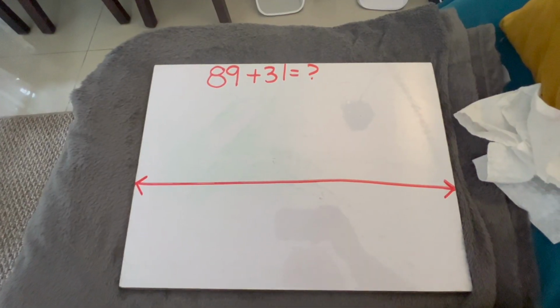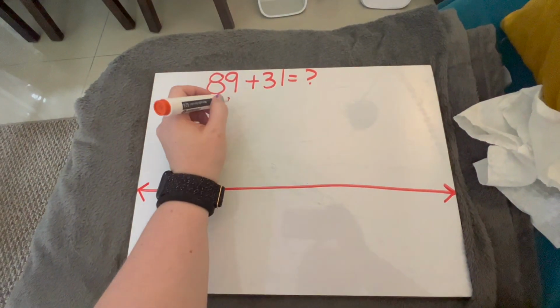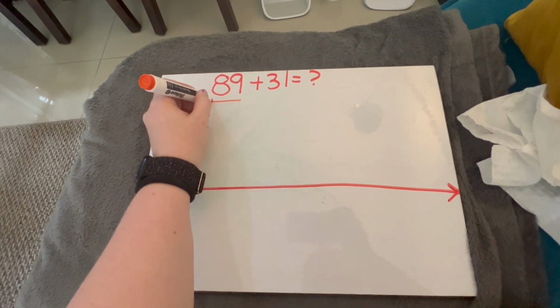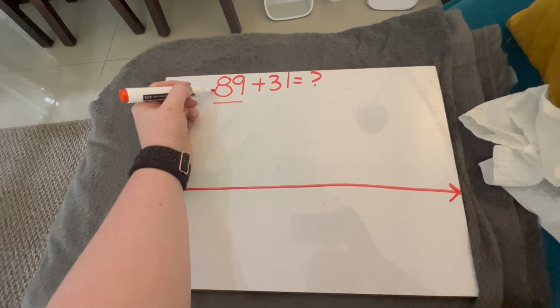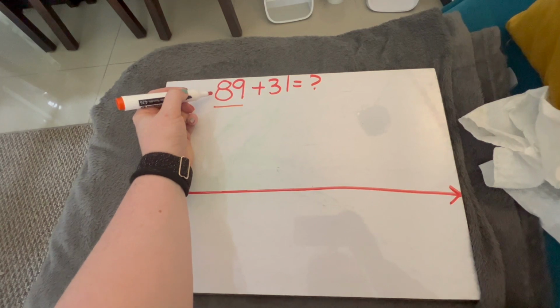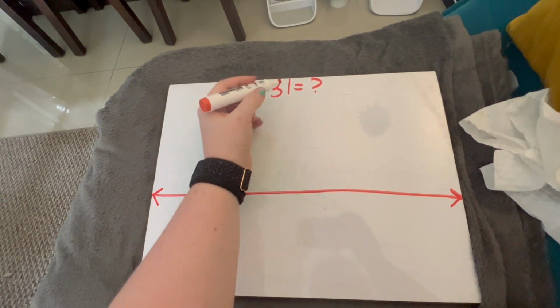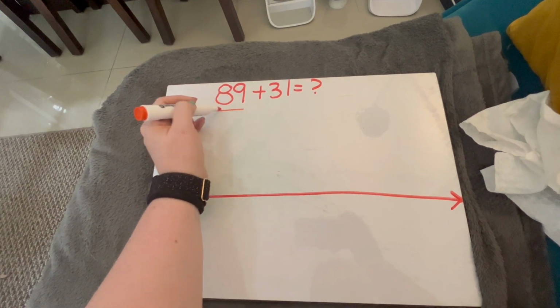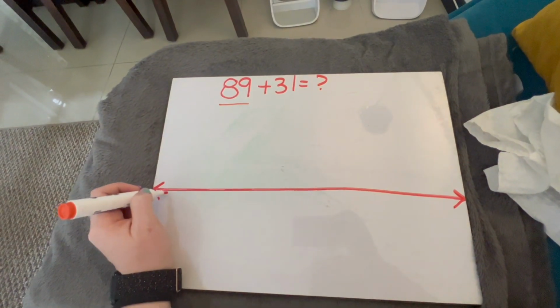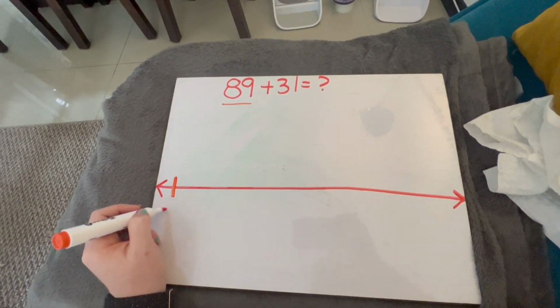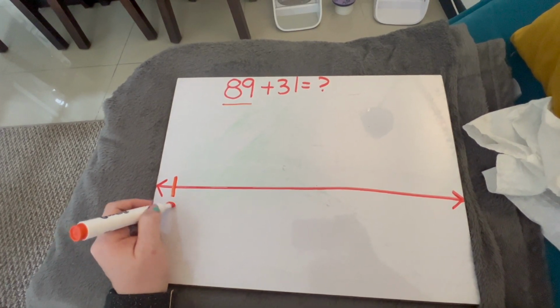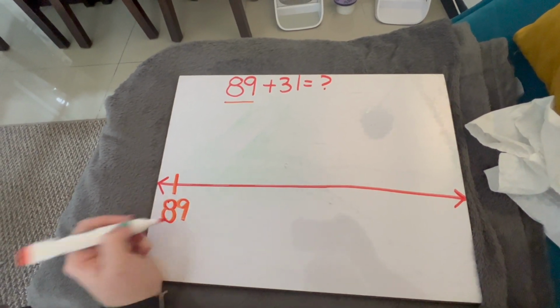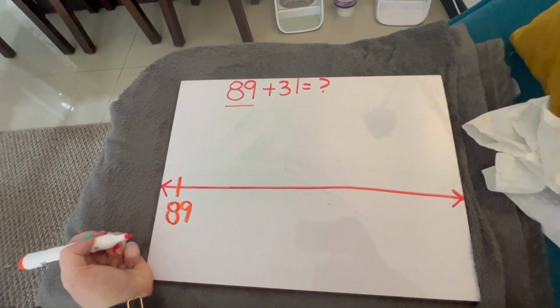You're going to do a new problem. Remember that we are always starting with our biggest number. Sometimes the biggest number sería el primero, but sometimes our biggest number sería el segundo. So we have to make sure we find our biggest number first. Our biggest number is always going to go first on the number line. So I'm going to start with 89.